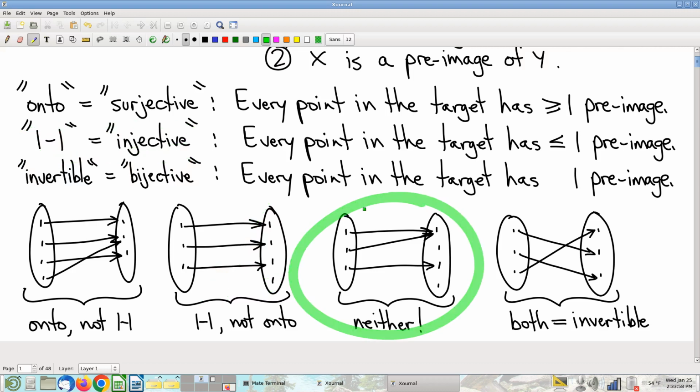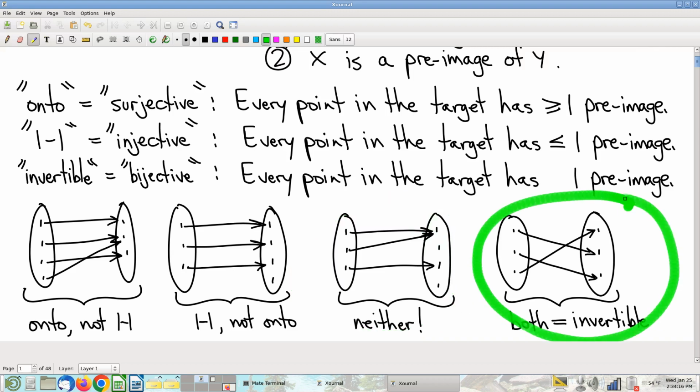Some functions are neither, some functions are both. This is neither. You can check through yourself and see, roughly speaking, this point here is why we fail injectivity. And this point here is an example of why we fail surjectivity. So, failure. But some functions are both. And functions that are both are really nice because that means that every point in the target has exactly 1, at least 1 and at most 1, therefore exactly 1 pre-image.